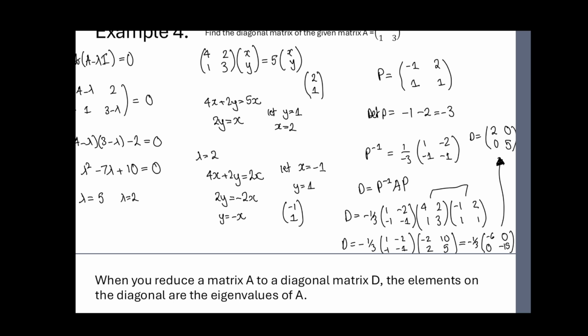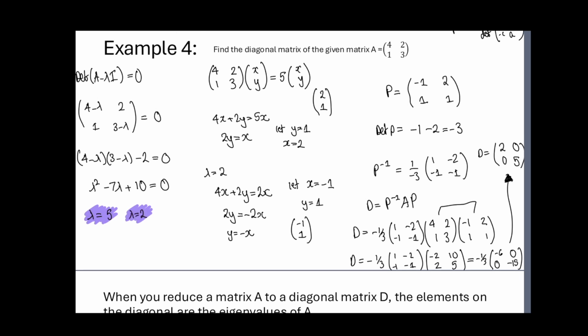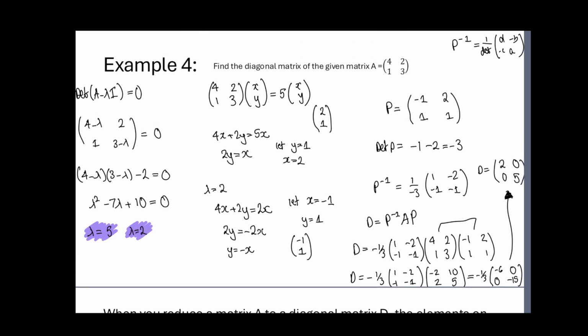If we notice, D has 2 and 5 in its leading diagonal, and 2 and 5 were the values of our eigenvalues, so of our two lambdas. And when we formed the matrix P, we first put the eigenvector corresponding to lambda is equal to 2, and then lambda is equal to 5. And that's the order that we see here.